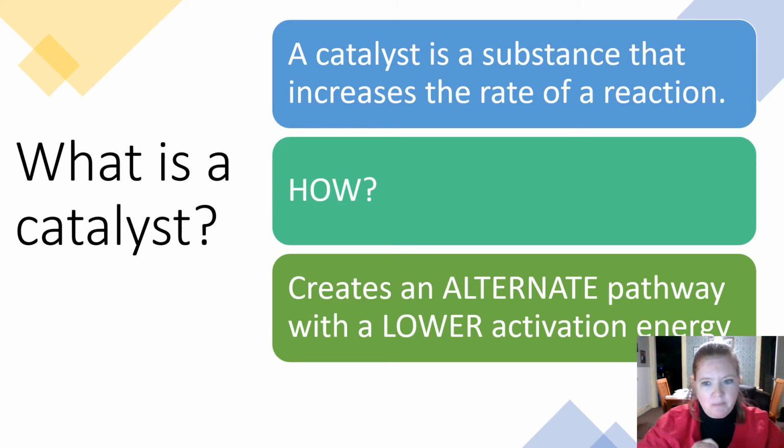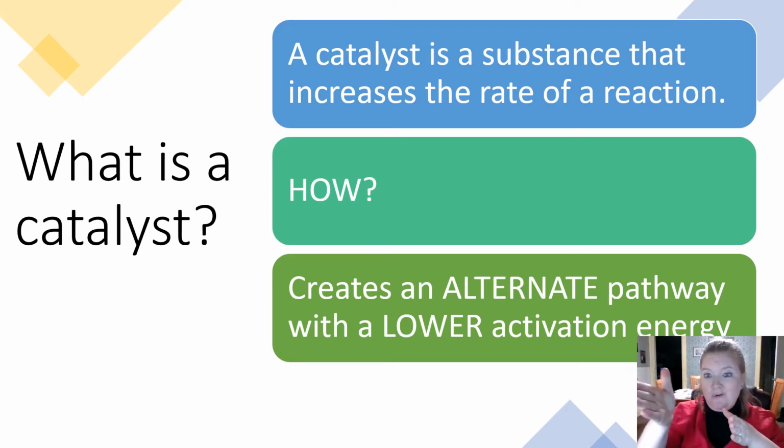So if you remember from before, a catalyst does not change the equilibrium. What it does is it speeds up the forward and speeds up the reverse reaction. So we get to equilibrium faster, but it doesn't mess with the equilibrium. But in this lesson, what we're talking about is how a catalyst literally just creates an alternate pathway.